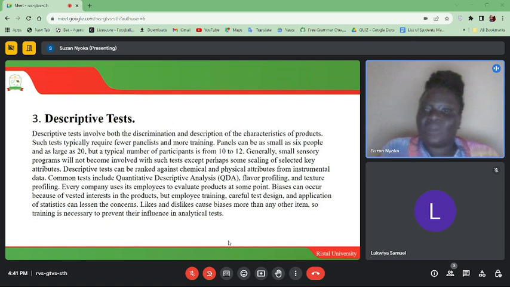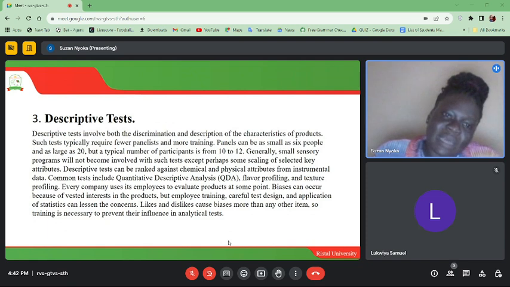Panels can be as small as 6 people and as large as 20, but the typical number of participants is from 10 to 12. Generally, small sensory programs will not become involved with such tests except perhaps some scaling of selected key attributes. This descriptive test can be ranked against chemical and physical attributes from instrumental data. Common tests include the quantitative descriptive analysis, the flavor profiling. This is another example of the descriptive test. We have the QDA, we have the flavor profiling, we have texture profiling.